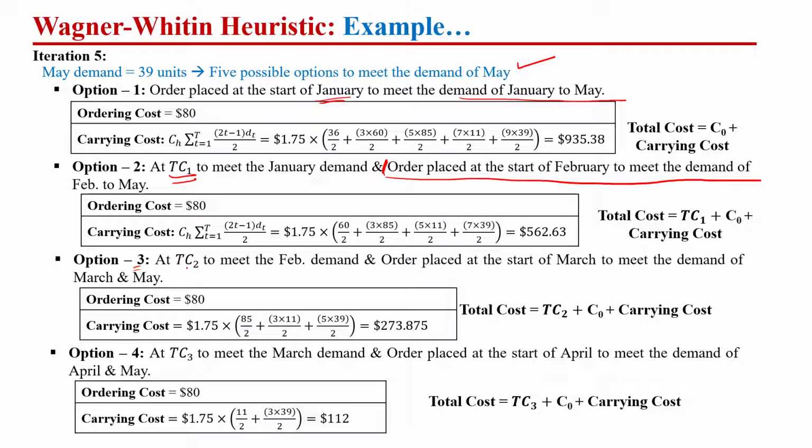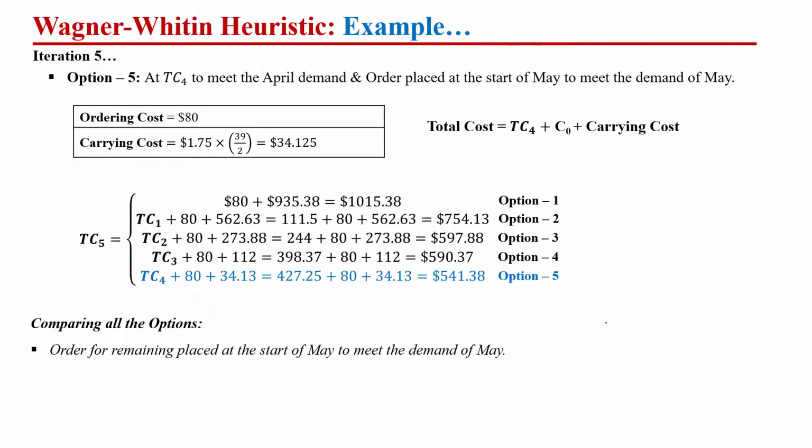Option number three is we should take the optimum cost to meet the demand for January as well as February, which means till February, and then we should place the order at the start of March to meet the demand of March to May. Option number four is we should take the optimum cost till the demand of March, and then place the order at the start of April to meet the demand of April and May. The fifth option is we should take the total cost till the demand of April, and then place the order at the start of May.